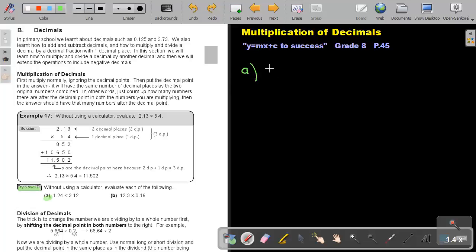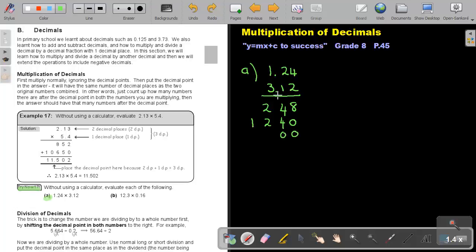Okay, let's look at number A. 1.24, and we're going to multiply it with 3.12. So 4 times 2, that's 8. 2 times 2, that's 4. 1 times 2, that's 2. Put your 0. 1 times 4 is 4. 1 times 2 is 2. 1 times 1 is 1.